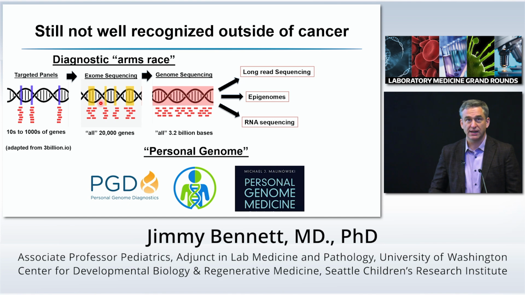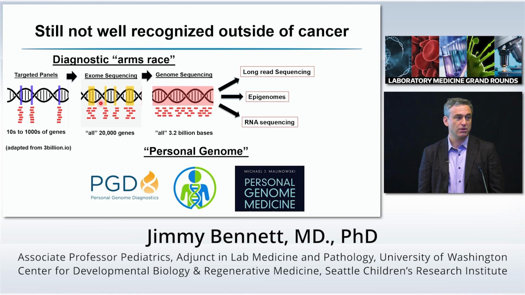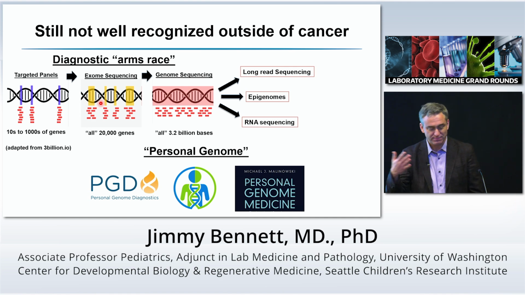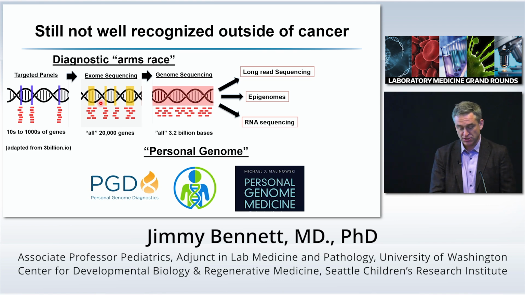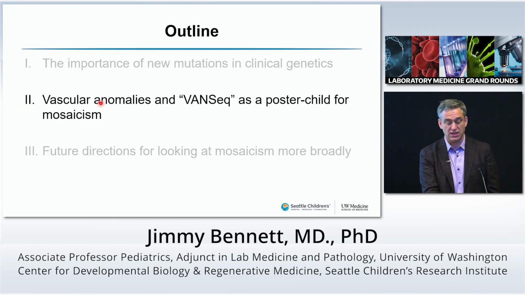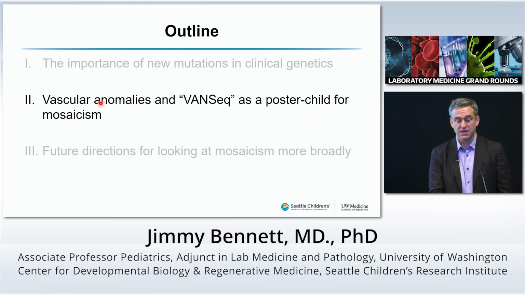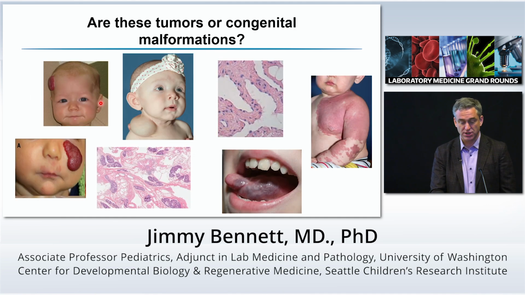But I also wanted to make the point that there's this term in society about personalized medicine, your personal genome. Companies are always talking about it's in our DNA, as if one individual has one personal genome, that's it. To a first approximation, I think that's true, but it's not always true. And I would add to this arms race the possibility that the mutation is just not in the blood. So with that introduction past me, I'm going to move on to talking about vascular anomalies and VANSeq in particular as a poster child for mosaicism.